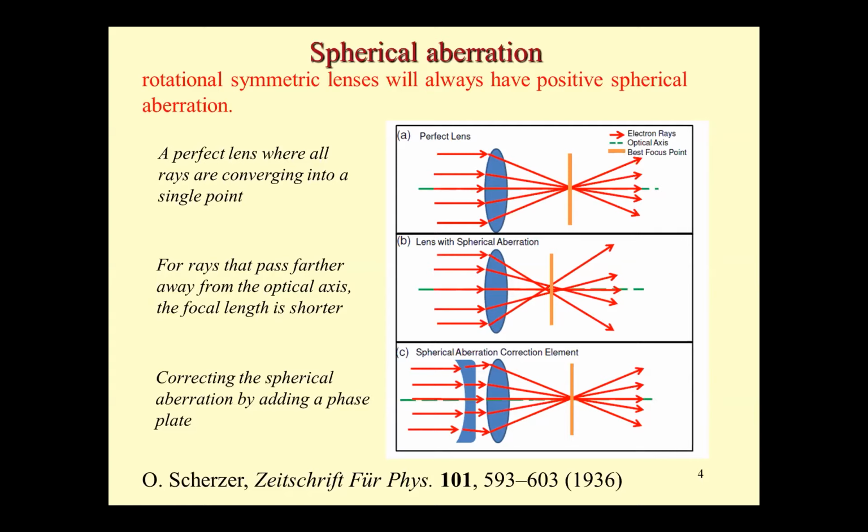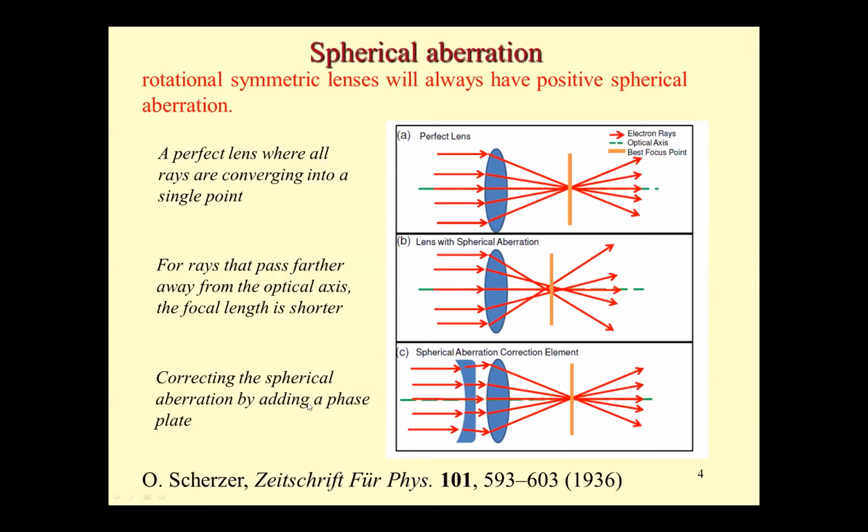rotationally symmetric lenses. And the effect of spherical aberration is the following. If this is what we would like to have, a perfect lens, we would like all the rays to focus on the focal plane. But when we have spherical aberration, depending on how far we are from the optical axis, the focal length changes. So these rays that are further apart focus at a shorter focal length. Therefore, we have some blur. In the geometric sense, this is not a perfect point. There is some aberration because of this problem.